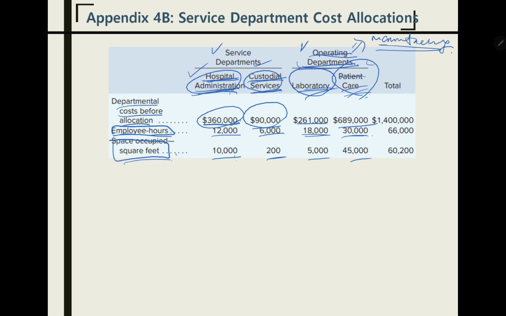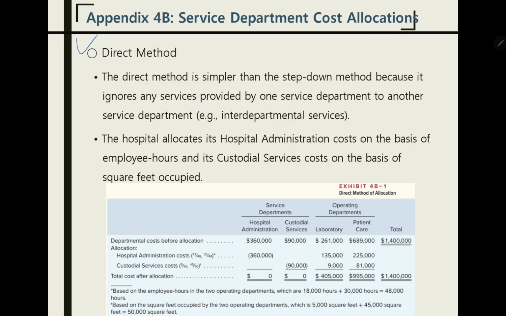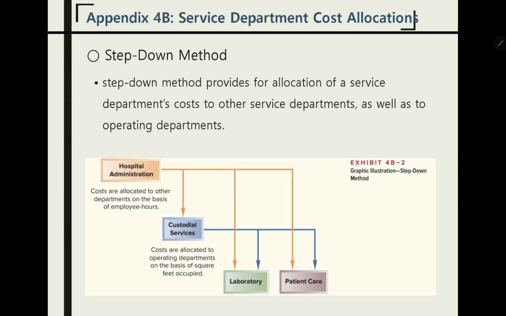Okay, so given this information, let's allocate the service departments' cost to operating departments using the direct method. The first method is the direct method. The direct method is simpler than the step-down method that we will address in the next slides.